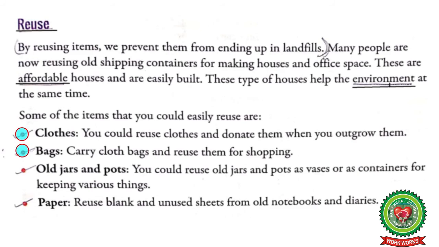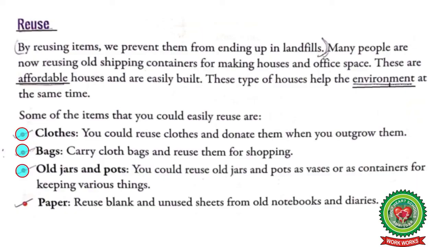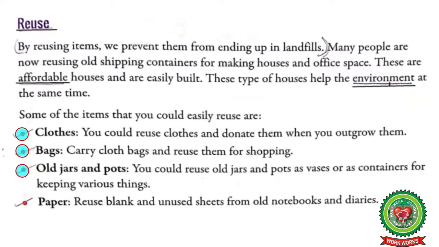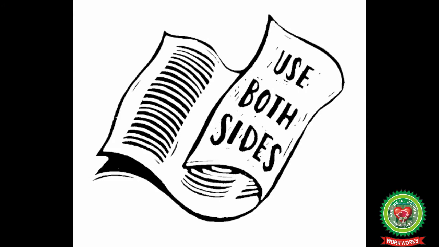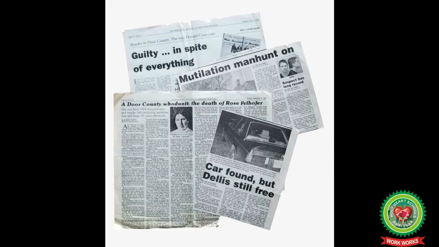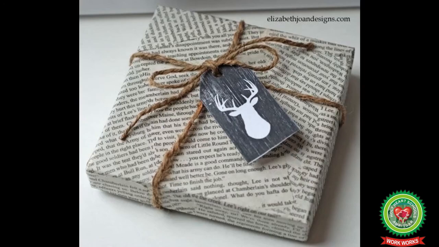Number 2, bags. You can carry a cloth bag to market for shopping instead of using plastic bags. Number 3, old jars and pots are used as containers for keeping various things and for decoration purposes. Number 4, paper. Students, you can use blank or unused sheets from your old notebooks or diaries, or even use old newspaper to cover or pack different items or for wrapping gifts, etc.